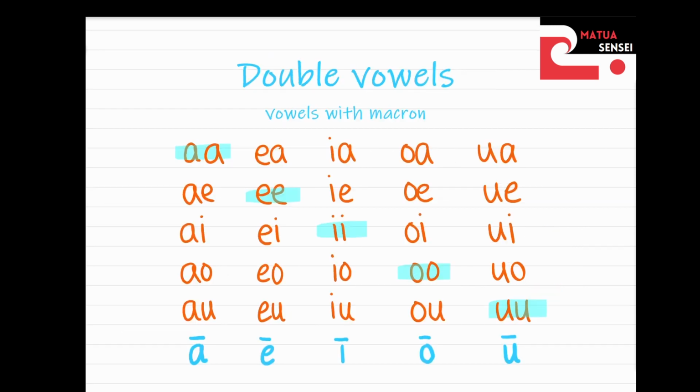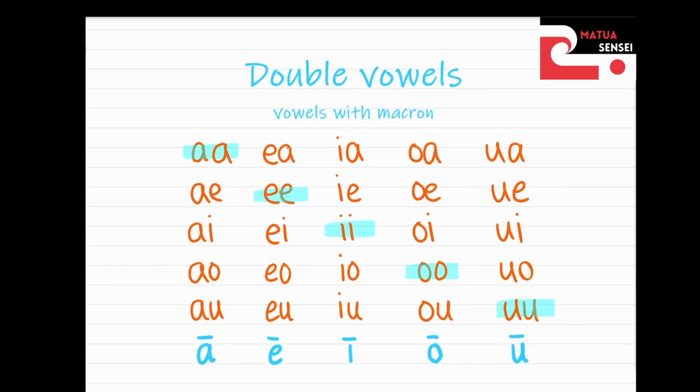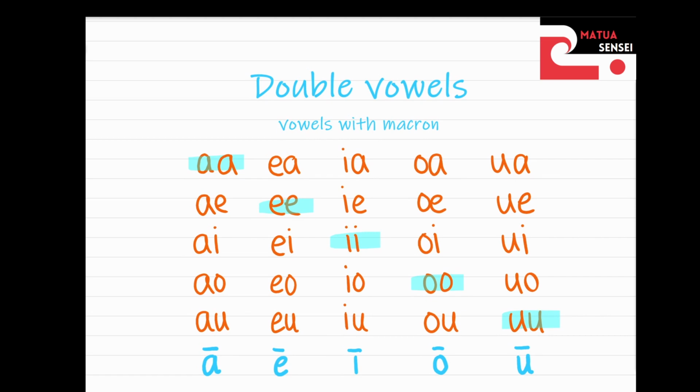Ai. You may see every now and then what we call double vowels, when the vowels are repeated. Now, I've highlighted them, and you can pronounce these as though they were vowels with a macron. For example, aa will be ā, ee will be ē, ii will be ī, and so on.